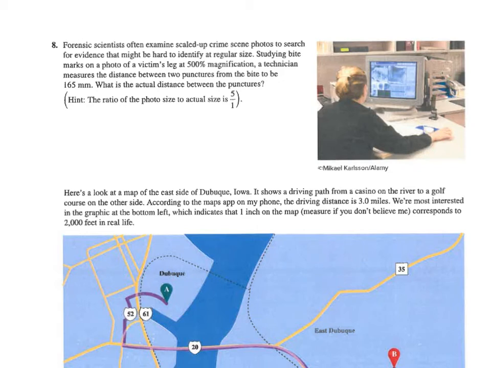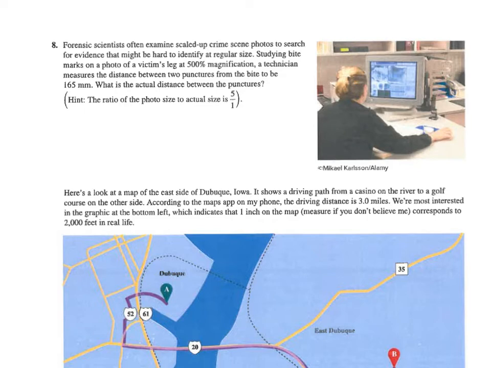Okay, number 8. Forensic scientists often examine scaled-up crime scene photos to search for evidence that might be hard to identify at regular size. Studying bite marks on a photo of a victim's leg at 500% magnification, that means it's 5 times as big as the actual size. A technician measures the distance between 2 punctures from a bite to be 165 millimeters. What is the actual distance between the punctures?